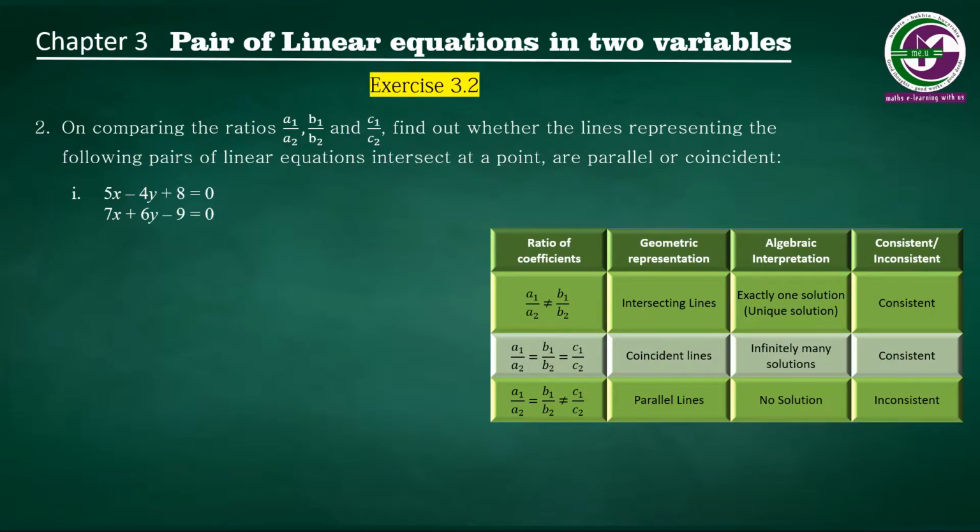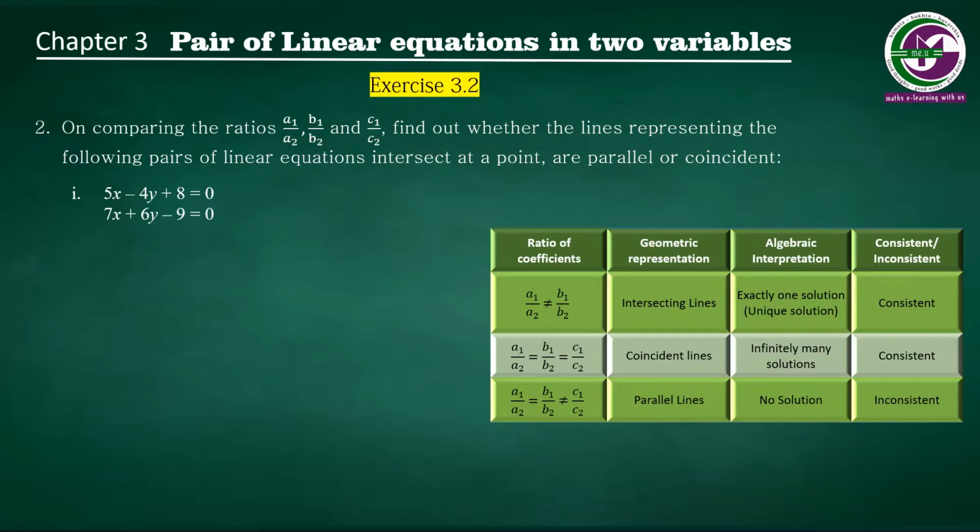Question number 2 is: on comparing the ratios a1 by a2, b1 by b2 and c1 by c2, find out whether the lines representing the following pairs of linear equations intersect at a point, are parallel, or coincident. In the introduction video of pair of linear equations in two variables, we have discussed the three types of graphs and how we can find this using the ratios of the coefficients. The table is given here.